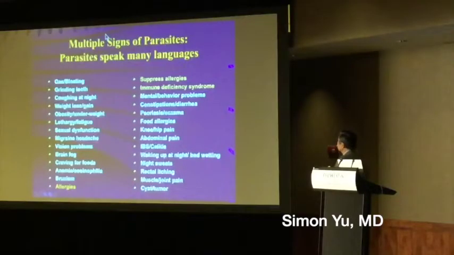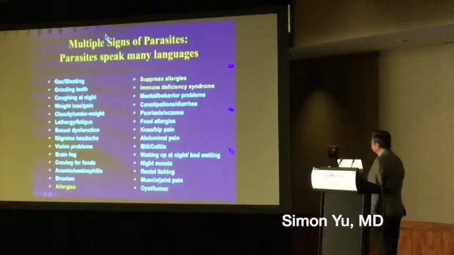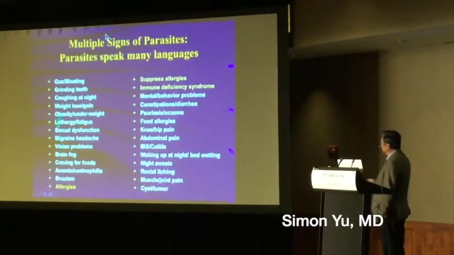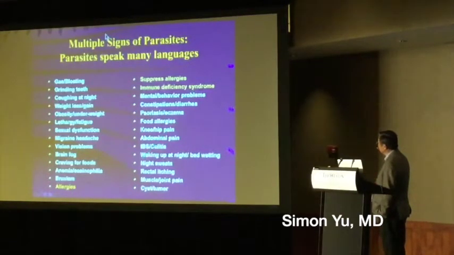There are multiple signs of a parasite. Parasites speak many languages as signs and symptoms. The list goes on and on and on. Paroxysm is one of them. It can cause an allergy problem. It can suppress the allergy problem. It can create what we call immune deficiency syndrome. It can cause a cyst. The list goes on, including many psychiatric problems.